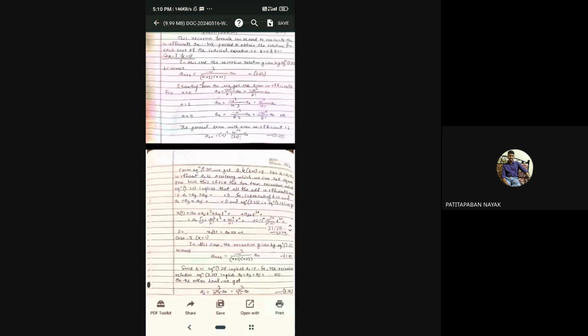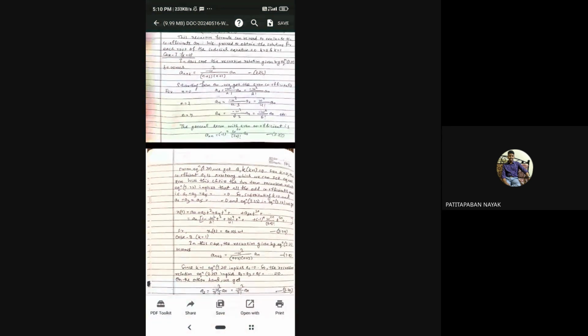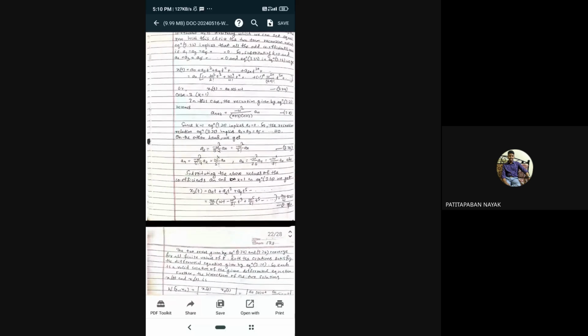Similarly, you can have the odd coefficients by putting what? Case 2. In case 2, you will get the odd coefficients. So before going to case 2, from equation 3.20 we get a1 k into k plus 1 is equal to 0. For k is equal to 0, the coefficient a1 is arbitrary, which we can set equal to 0 for convenience.